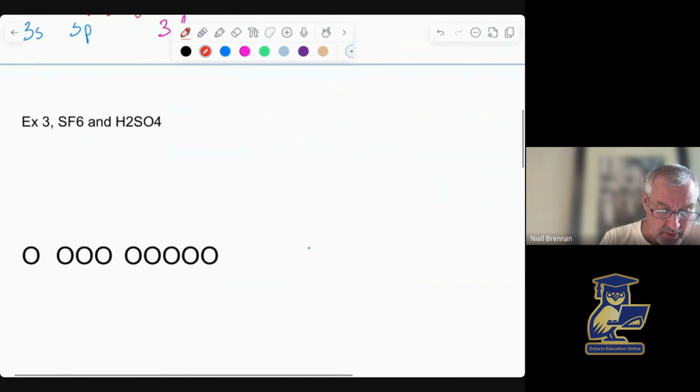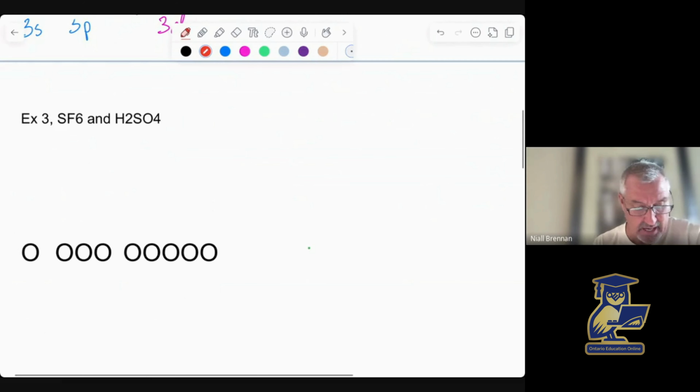Okay, last one: SF6 and sulfuric acid. And let's go again here. 3S, 3P, 3D. So let's go with SF6. So we'll put sulfur in the middle.